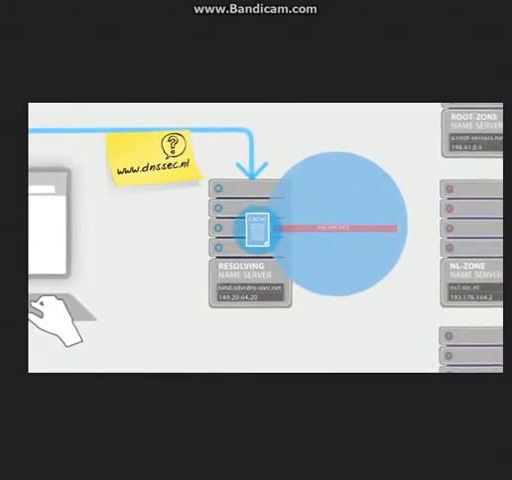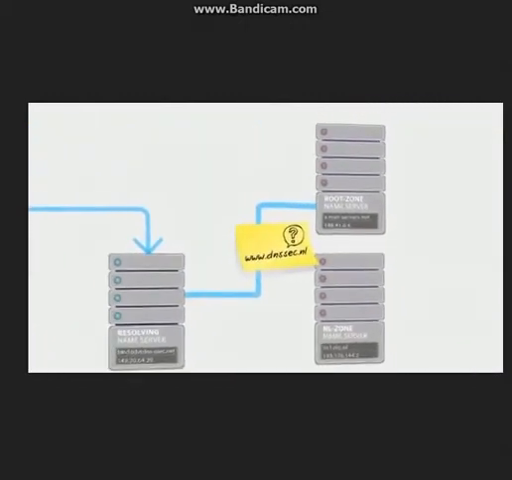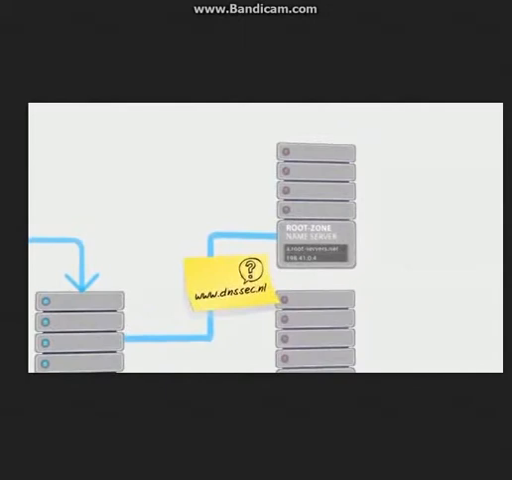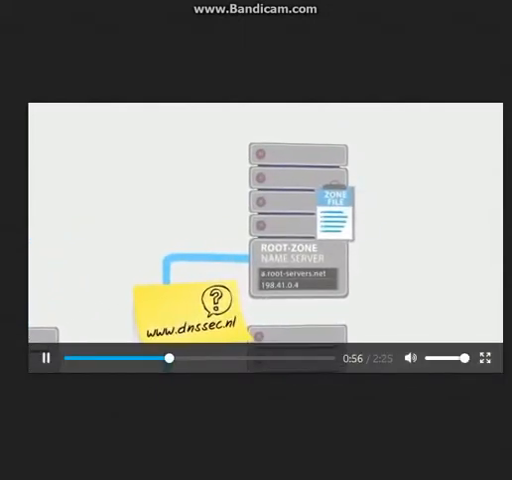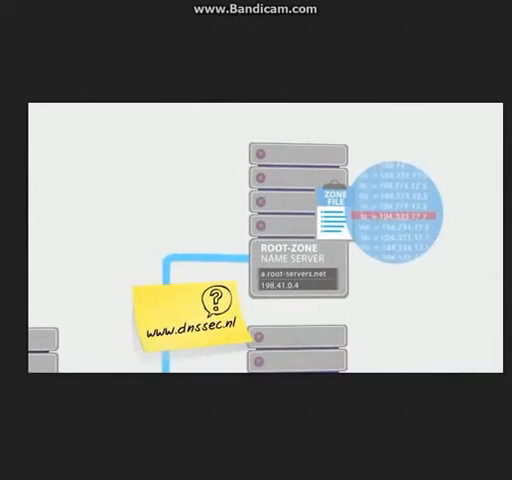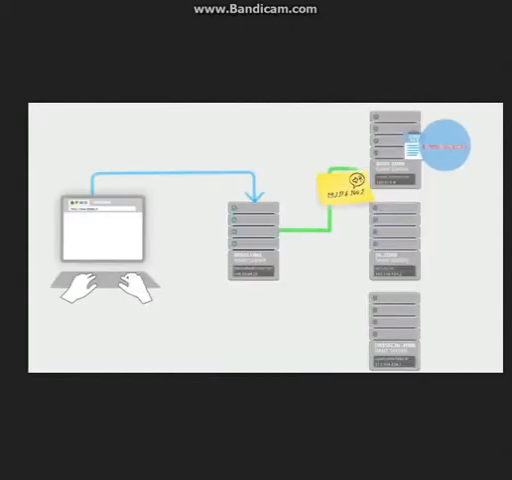The resolver accordingly asks the root server, "Do you know www.dnssec.nl?" The root server looks in its zone files, but the answer isn't there either. However, the root server does know that the zone file for NL is located on SIDN's name server. So the root server sends the IP address of that name server back to the resolver.